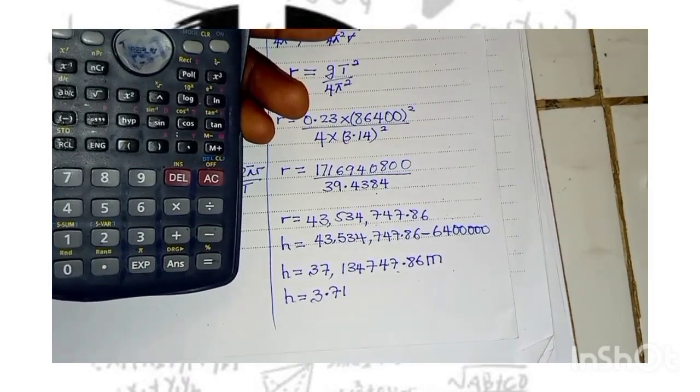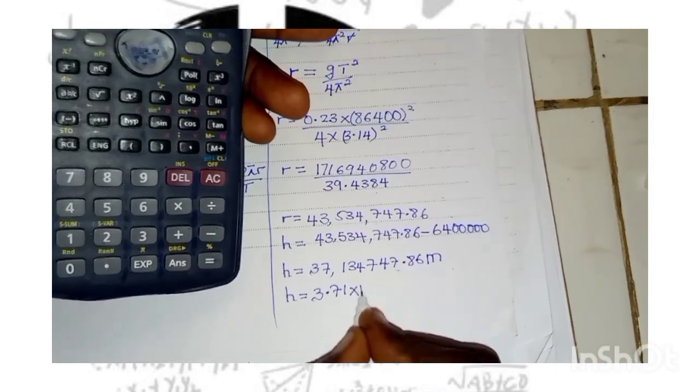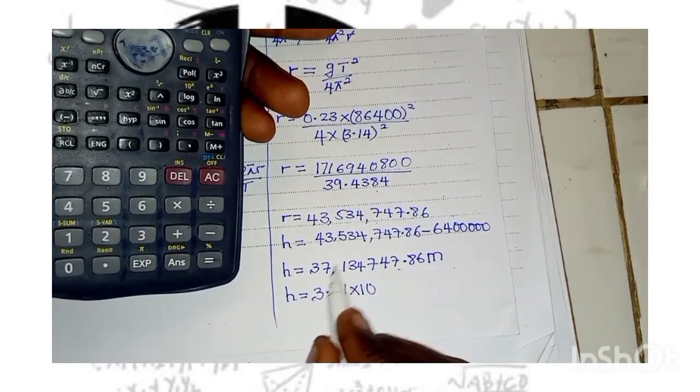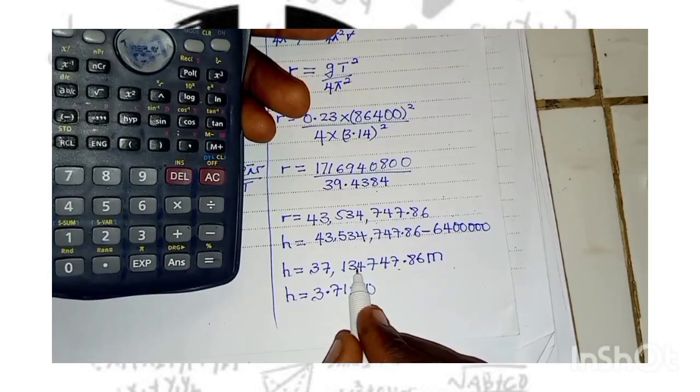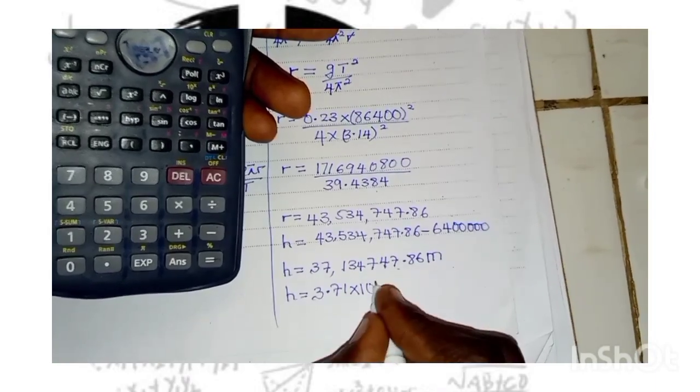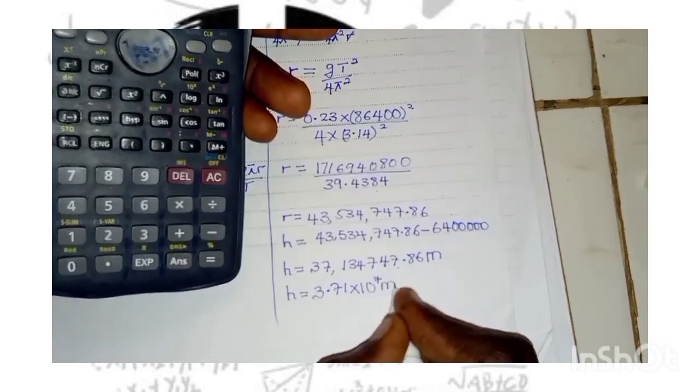We can write that in standard form as 3.71 times 10. What will be the power? You look, this is 1, 2, 3, 4, 5, 6, 7, so times 10 to the power 7 meters.